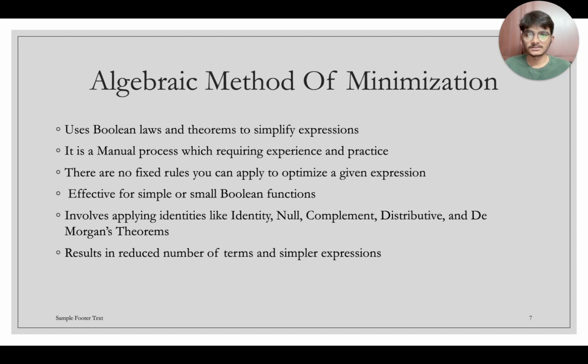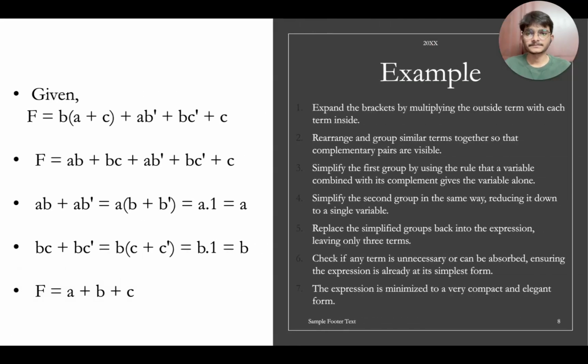The algebraic method involves identity, null, complement, distributive, and De Morgan's theorem. It results in a reduced number of terms and simpler expressions, which is the goal. Let us discuss an example for that.